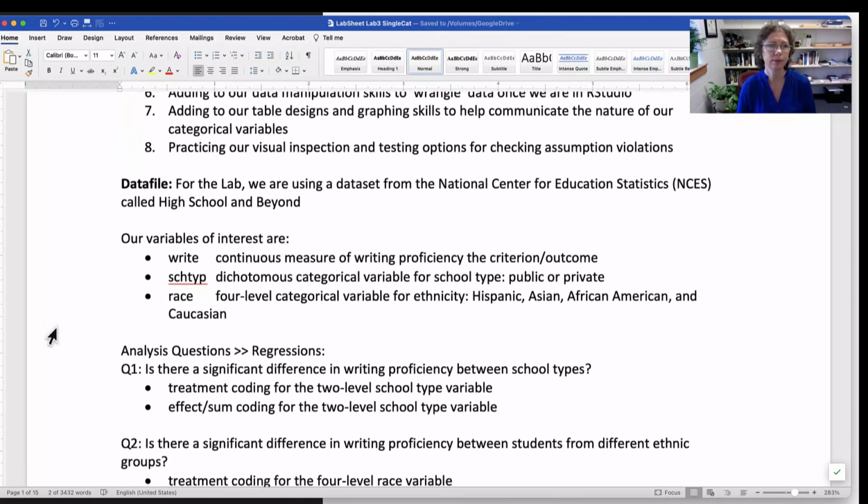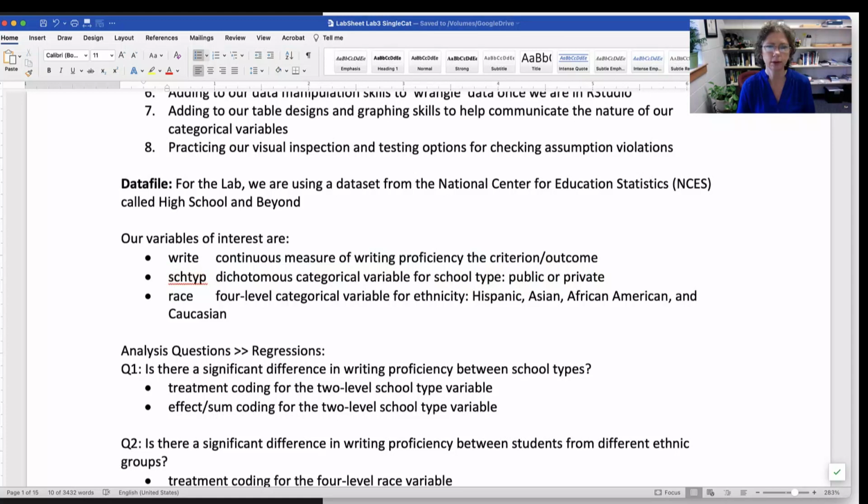For the data file, we're going to be using some real data from the National Center for Education Statistics. It's called High School and Beyond, and it's about high schoolers and their proficiency scores. Our variables of interest are write, which is a continuous measure of writing proficiency, and that is going to be our outcome for these. And then we have a couple of categorical variables we're checking out.